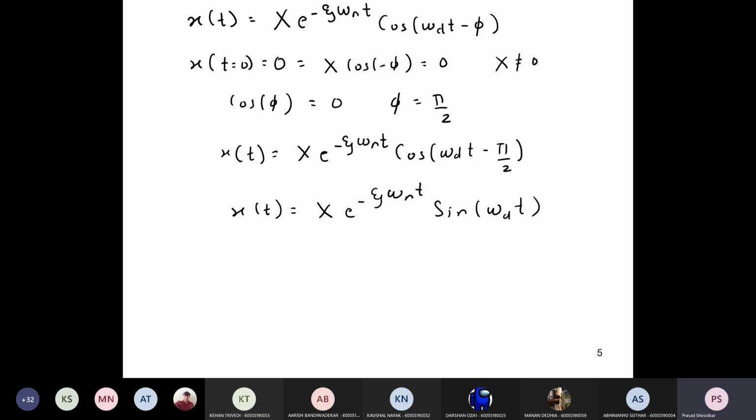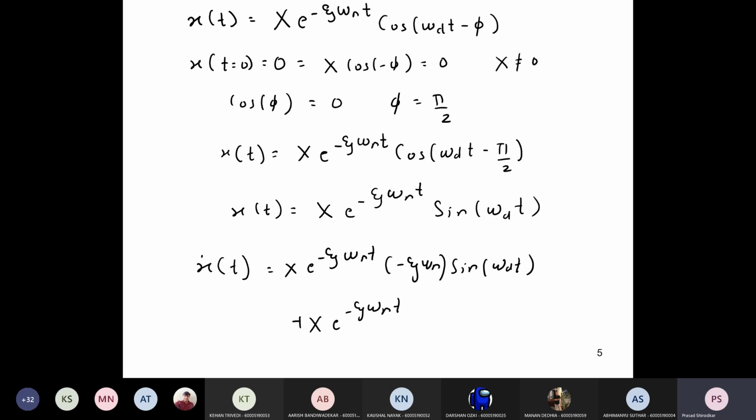Now differentiate this equation. So x dot t is equal to X e raised to minus zeta omega n t into minus zeta omega n sine omega d t, plus X e raised to minus zeta omega n t cos omega d t into omega d. All right, so that's the derivation.